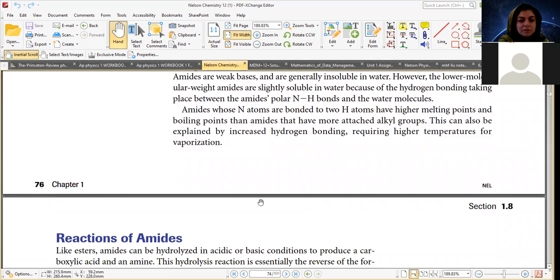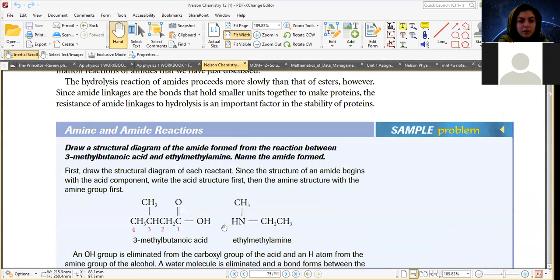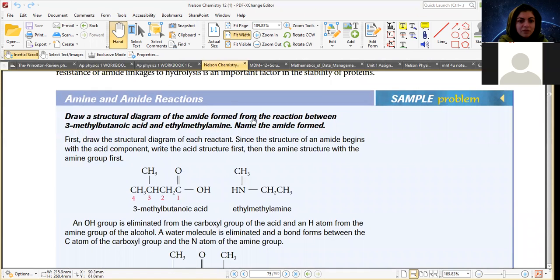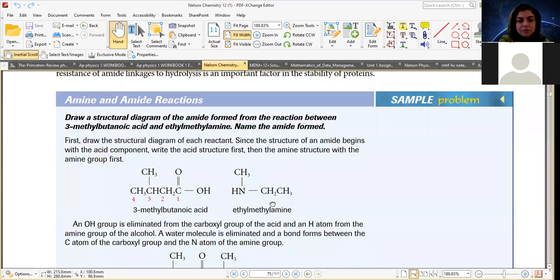Anyway, reaction of the amide. So draw the structure diagram of the amide formed from the reaction between 3-methylbutanoic acid and ethyl-methylamine. Butanoic means 1, 2, 3, 4, attached to double bond with oxygen, and 3-methyl means on the 3rd carbon. You start from here counting 1, 2, 3, methyl attached. And ethyl-methylamine, ethyl and methyl means these are 2 branches, ethyl and methyl attaching to the N.